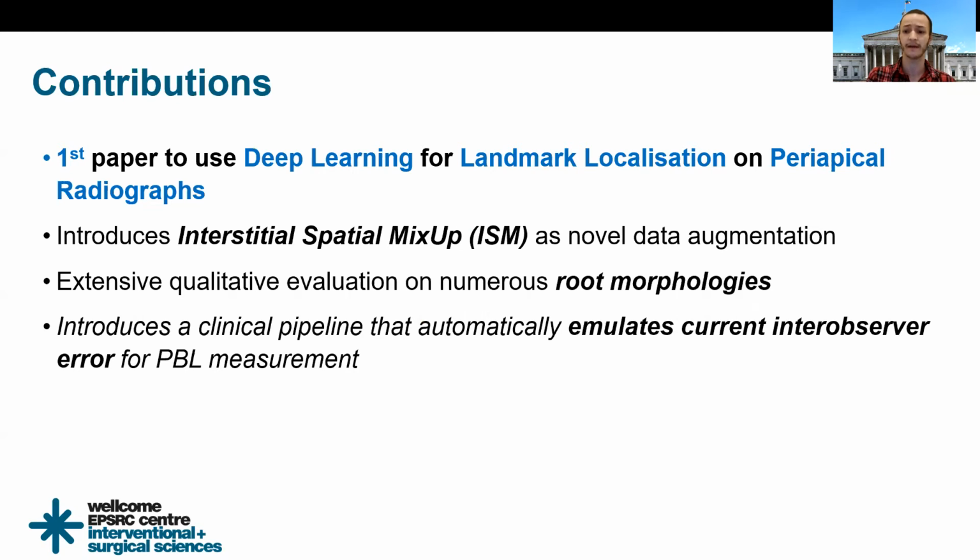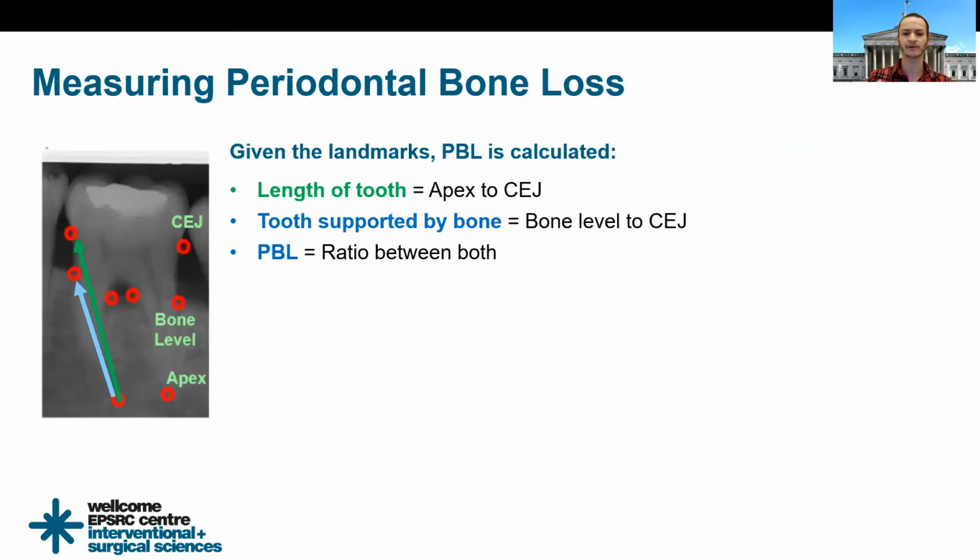But firstly, our main contributions are that we're the first paper to explore deep learning for landmark localization on periapical radiographs. We introduce a novel data augmentation technique called Interstitial Spatial MixUp, and we introduce a complete end-to-end clinical pipeline, which we quantitatively and qualitatively assess on numerous root morphologies, which we find emulates current inter-observer error even at this stage. So, in measuring periodontal bone loss, you can see a diagram here.